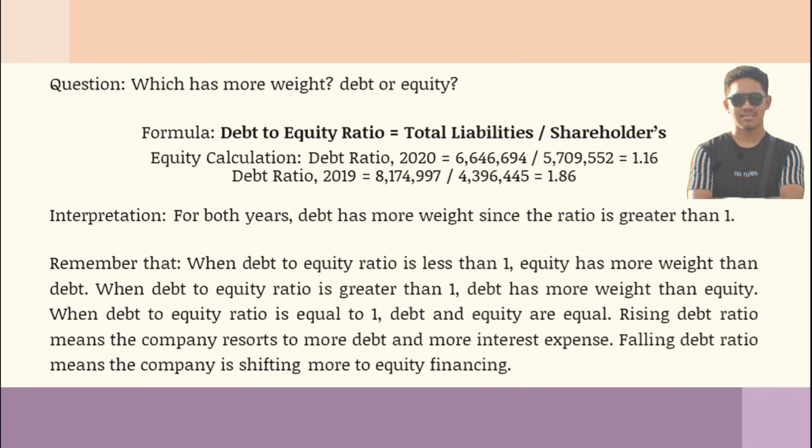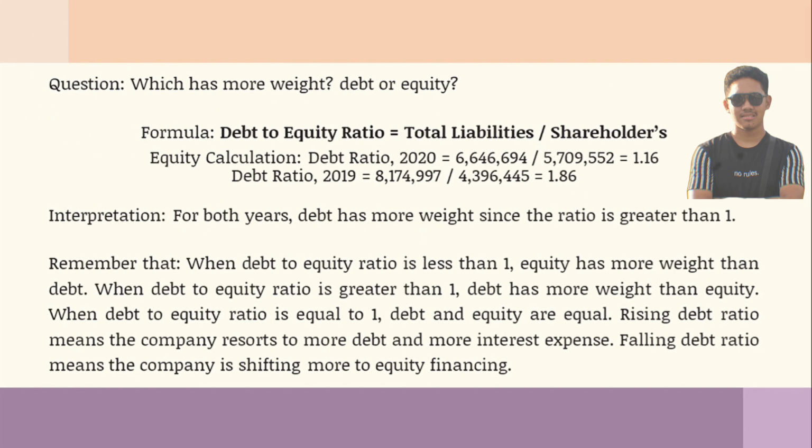Which has more weight, debt or equity? The formula would be debt to equity ratio is equal to total liabilities divided by shareholders' equity. So that would mean that the debt ratio in 2020 is equal to 6,646,694 divided by 5,709,552, which equals 1.16.